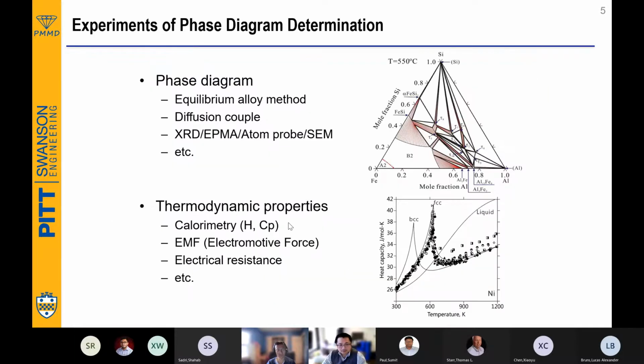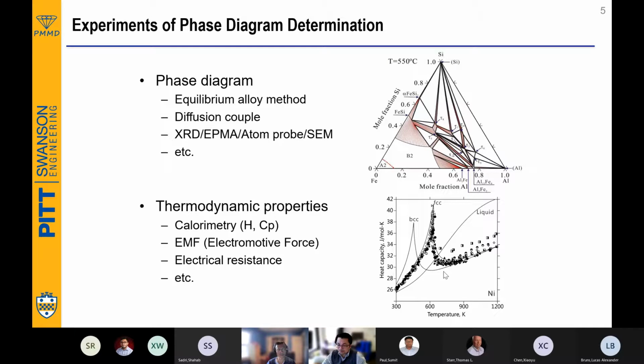And then for phase diagrams, experimentally you can determine the phase diagram using different methods. You prepare the alloy and measure the phase equilibrium. For example, this is an isothermal section of a ternary phase diagram. You can prepare an alloy, measure the tie line, measure how many phases there are, and define the phase composition in terms of the alloy composition. And certainly you can do some thermal analysis and calorimetry, measuring the heat capacity or heat content, and some other methods.